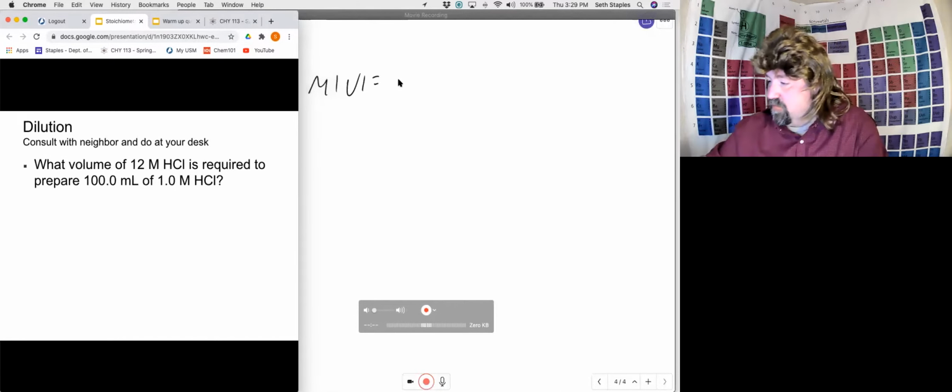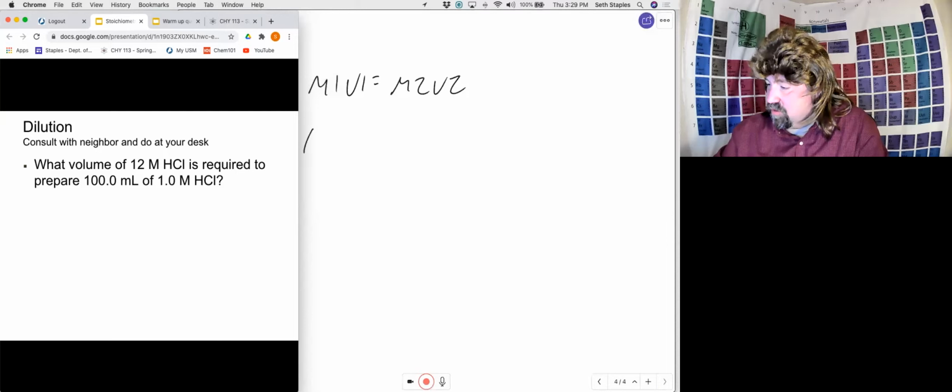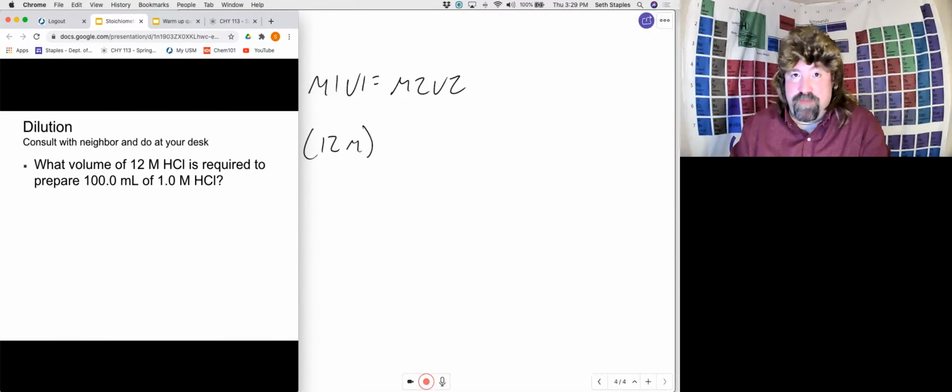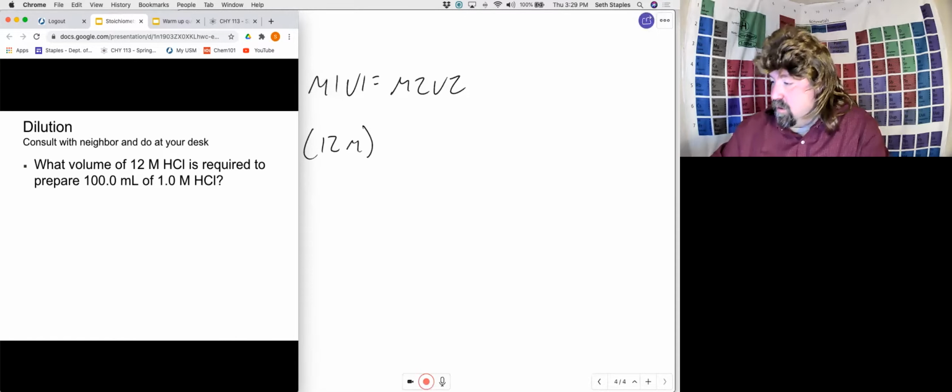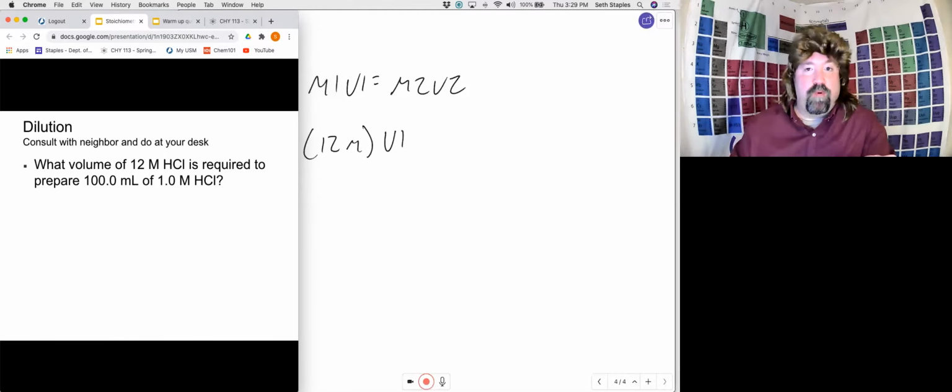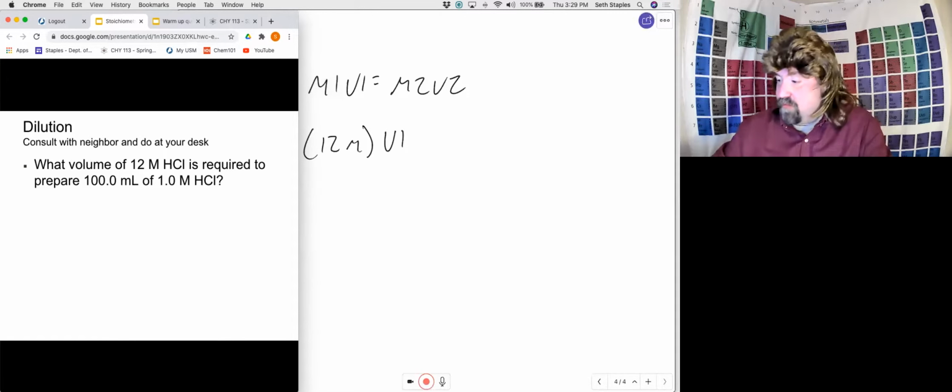M1V1 equals M2V2. M1, our initial solution, is 12 molar. That actually is rip your face off concentrated acid. That's 12 molar hydrochloric, very nasty stuff. V1 is what we're looking for. How much of that rip your face off acid do we need? M2 is our target molarity, so 1.0 molar. V2 is our target volume.